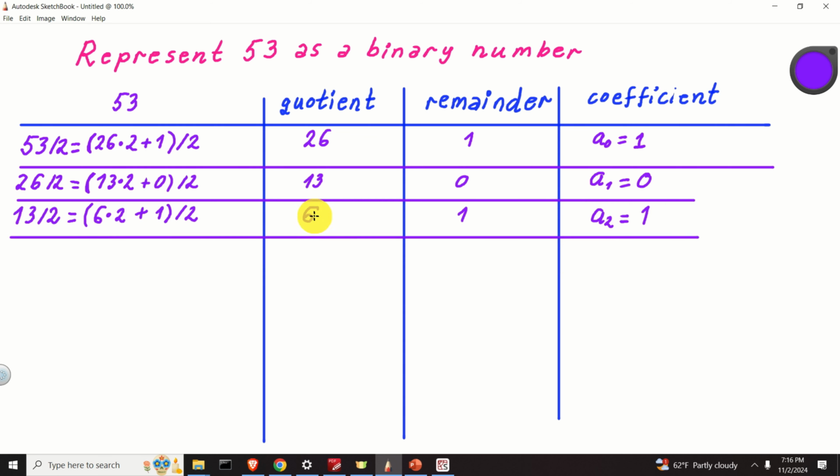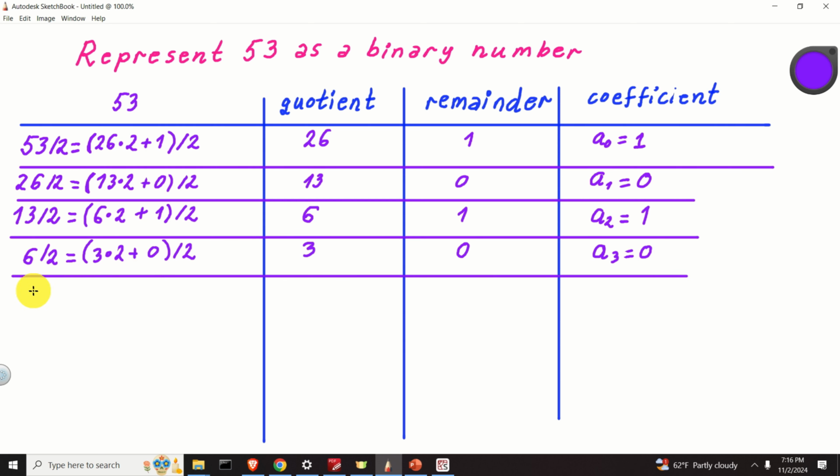Next we take the quotient is 6. 6 divided by 2 can be represented as 3 multiplying 2 plus 0 divided by 2. Over here we can see that the quotient is 3, the remainder is 0, and over here we can have that a3 is equal to 0. Let's continue.